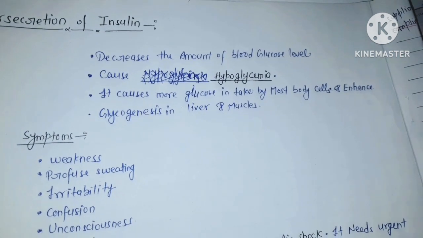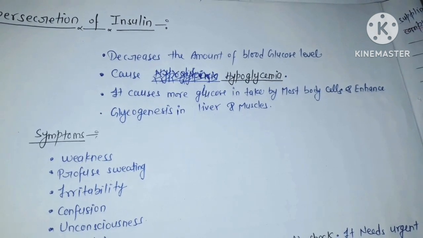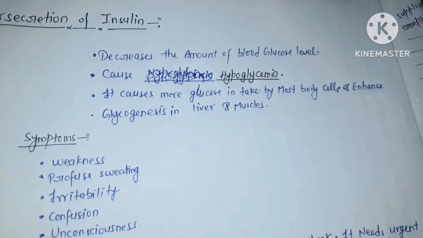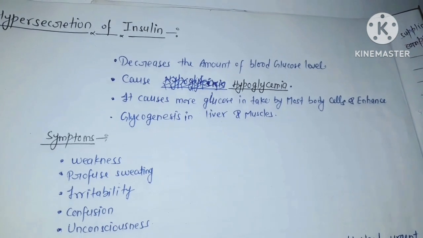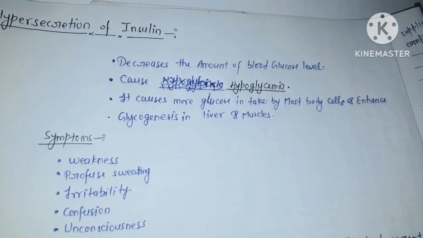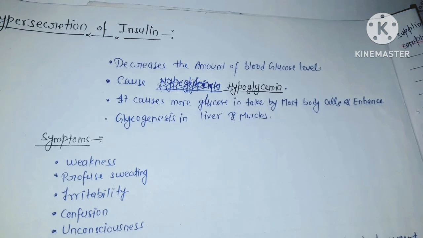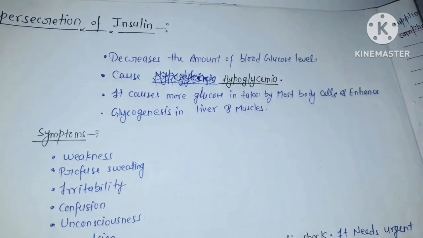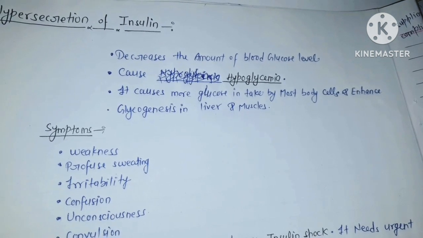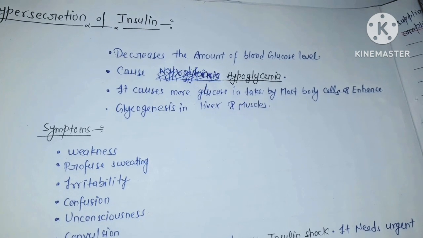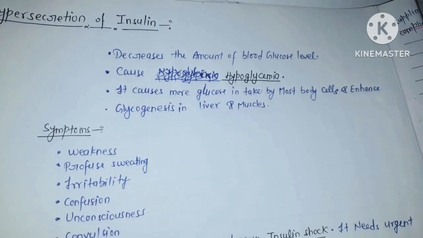First of all, hypersecretion of insulin causes hypoglycemia, that is, it decreases the blood glucose level. When our blood glucose level is high, insulin is released, and the function of insulin is to decrease the blood glucose level.